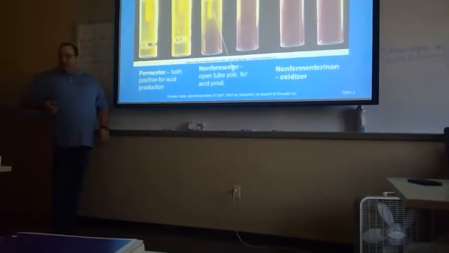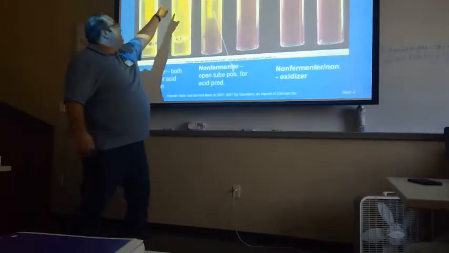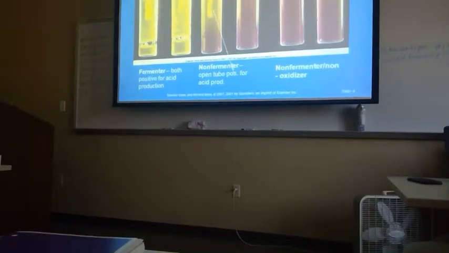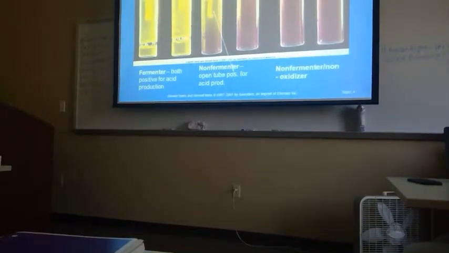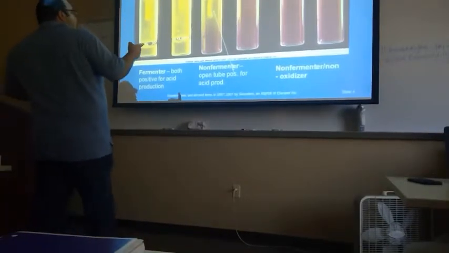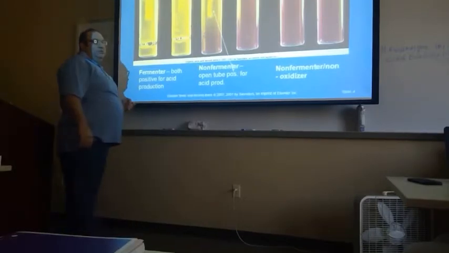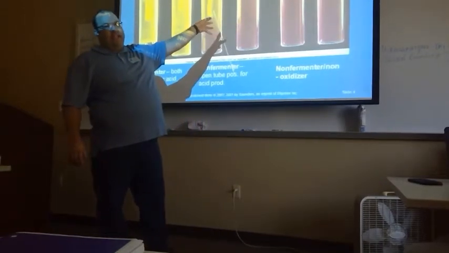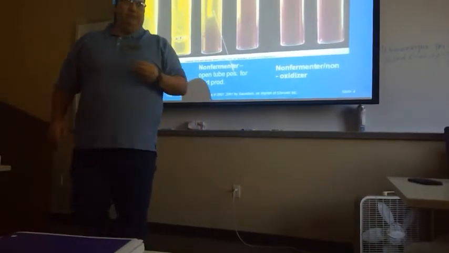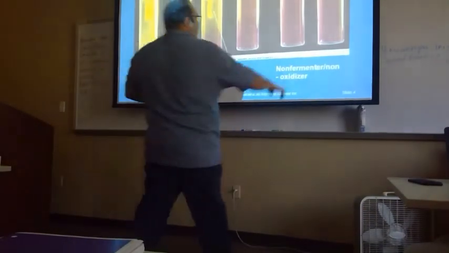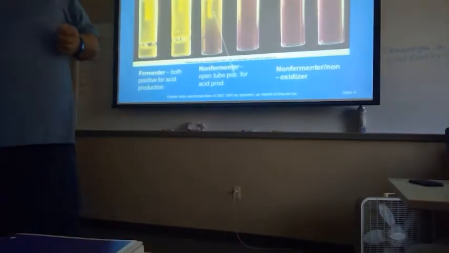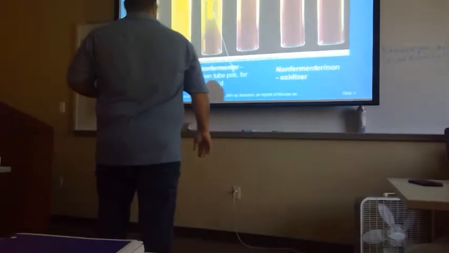So in this first example, both the sealed one, and this big blob is the mineral oil that's jellified, both of them are yellow. It produced acid both ways. It fermented in both environments. The middle one you can see is yellow only in the open tube. So it was not able to create that acidic environment in an anaerobic environment. And this one couldn't utilize it either way. It's a non-fermenter. It couldn't ferment in either environment. Neither one of them changed colors.